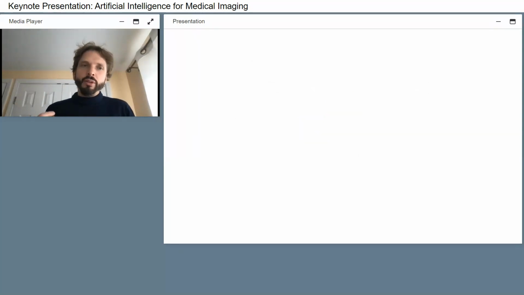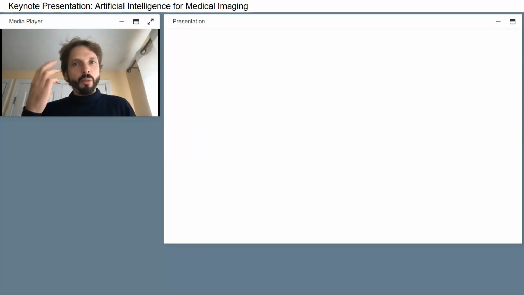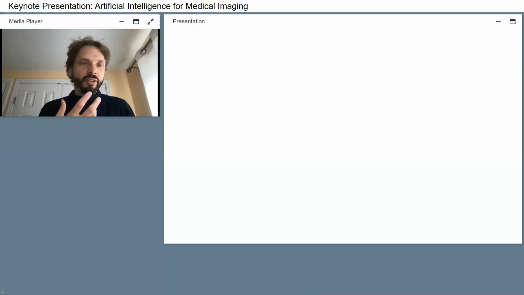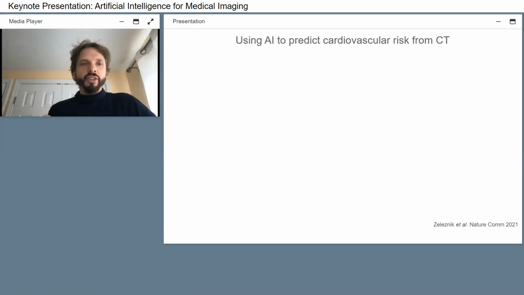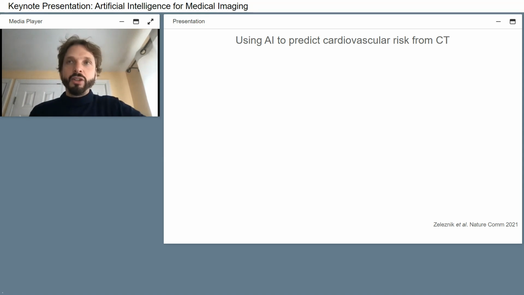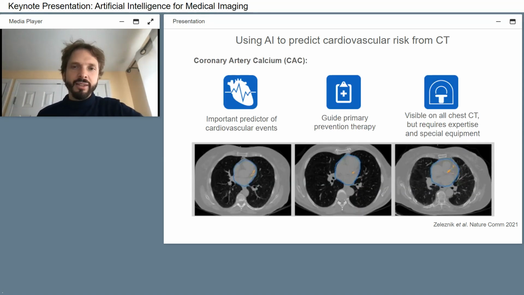What I showed you before are complex algorithms that try to quantify aspects of your face age, your chest age, and your biological aging. But of course, what we can also use AI for is to automate known predictive factors. Say, for example, we want to use AI to predict cardiovascular risk from a CT scan. The nice thing is that we already know what is important there.